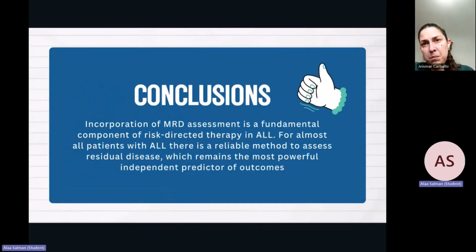The conclusion is that incorporation of MRD assessment is a fundamental component of risk-directed therapy in ALL. For almost all patients with ALL, there is a reliable method to assess residual disease, which remains the most powerful independent predictor of outcomes.